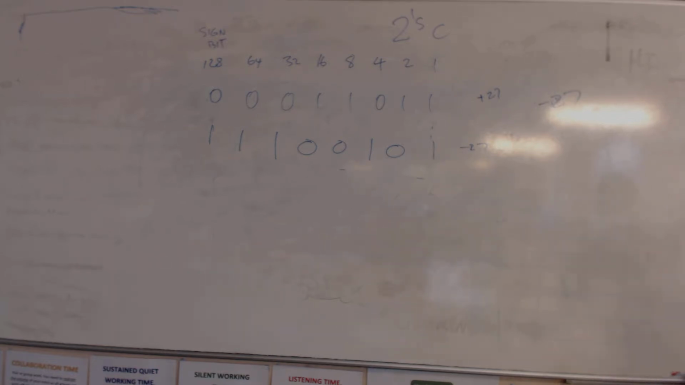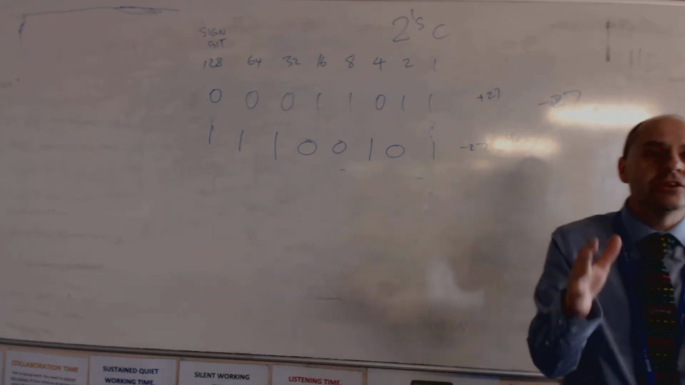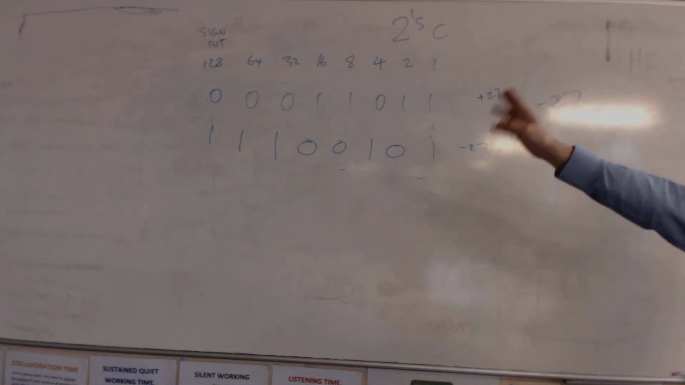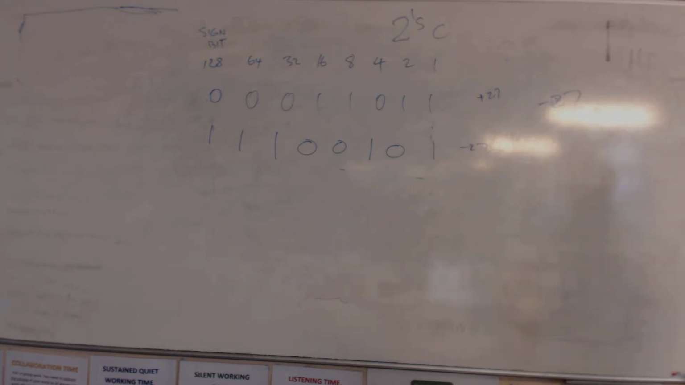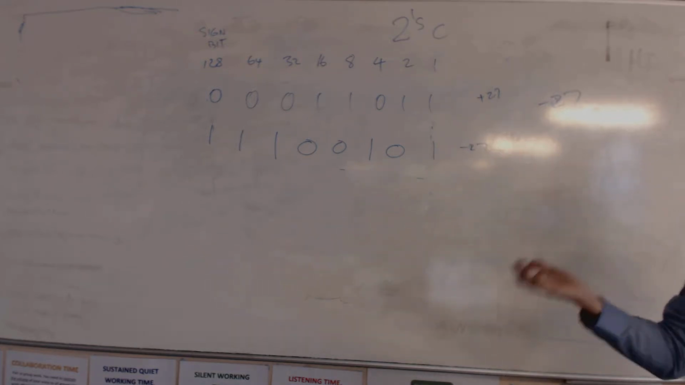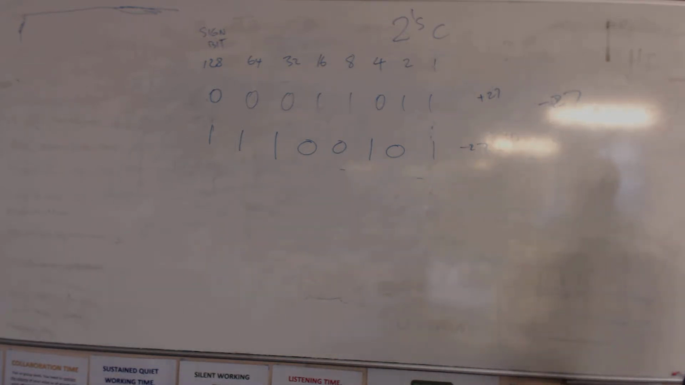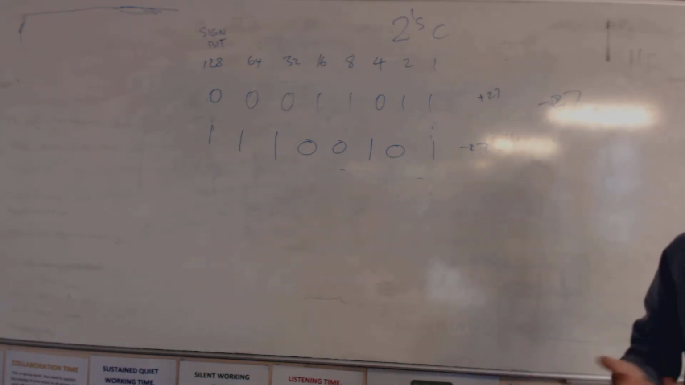The key thing to remember in 2's complement, if you're told this number represents 2's complement, your first thing is to look at the sign bit. If it's a 0 at the front, you say, oh, I can just read it. Positives are easy, just read it off. If it's got a 1 at the front, then you've got to do 2's complement. Yeah?